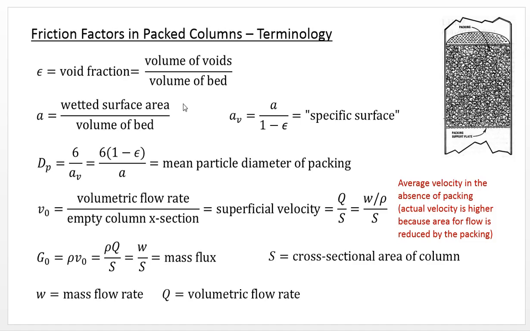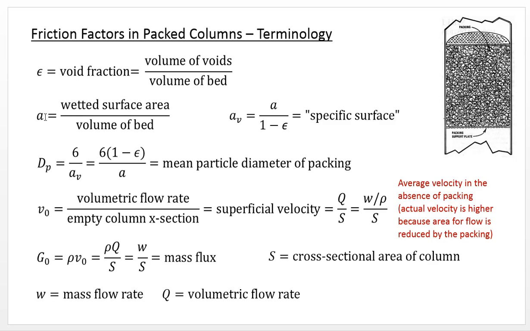So the first thing is this epsilon. Epsilon is known as the void fraction. So it's the volume of the voids, that's the things not occupied by packing, divided by the volume of the bed. So 1 minus epsilon is the fraction of the volume of the tube or bed occupied by packing material. Epsilon is the fraction that's not. It's the fraction available for flow. So it's basically the air spaces or the spaces between the solid particles caused by this packing.